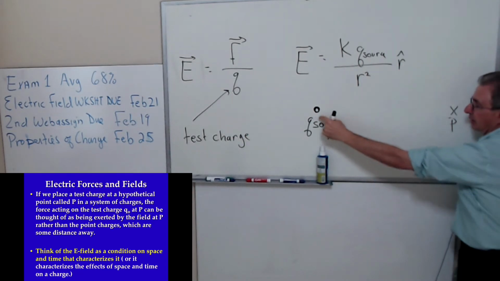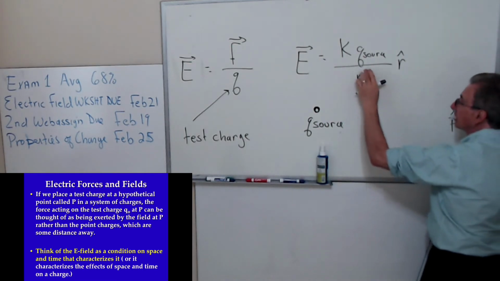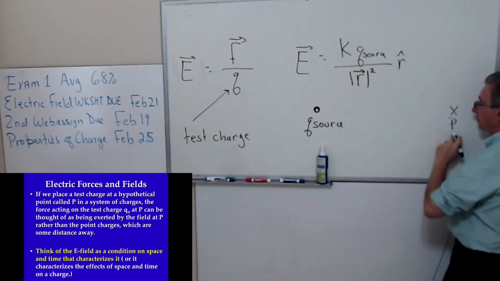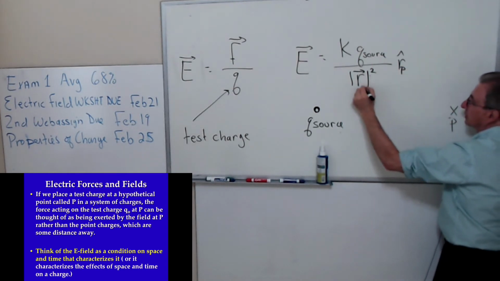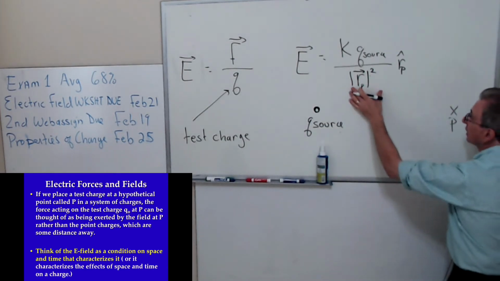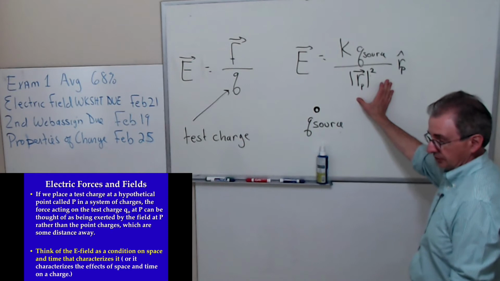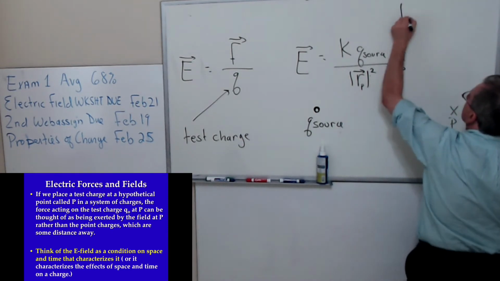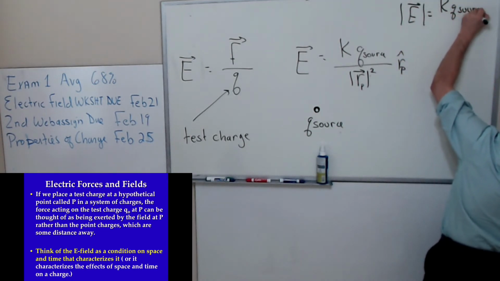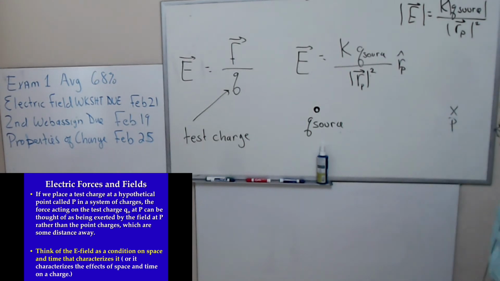R hat is a unit vector that is directed from the source of the field to point P. This R squared is the square of the magnitude of the vector that goes from the source to the point P. So maybe I can put a subscript P, because this represents the fact that the vector points from the source to point P. And I got this equation from Coulomb's law. This is the equation for an electric field due to a point charge. The magnitude of this is given by that expression.